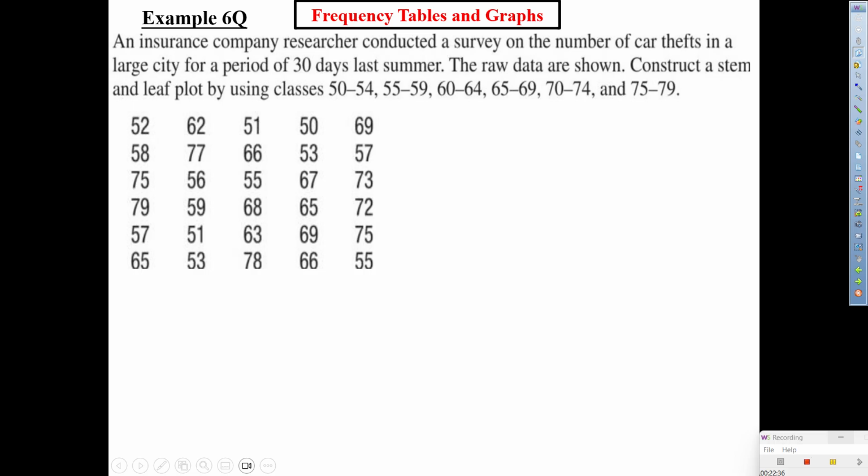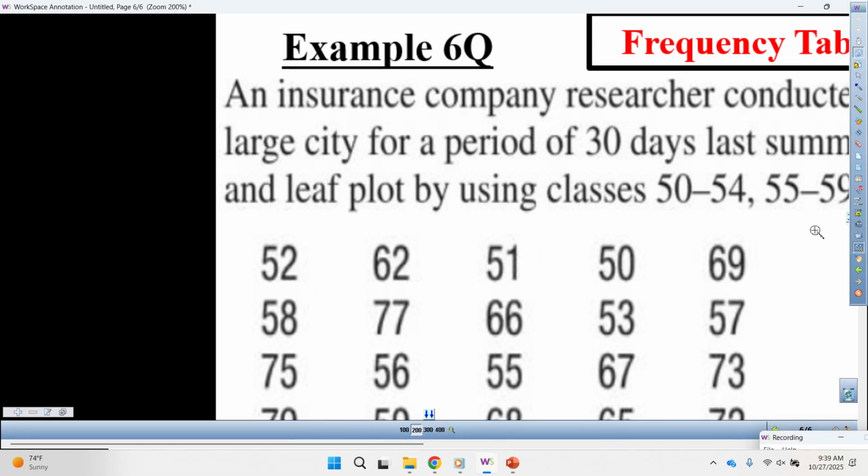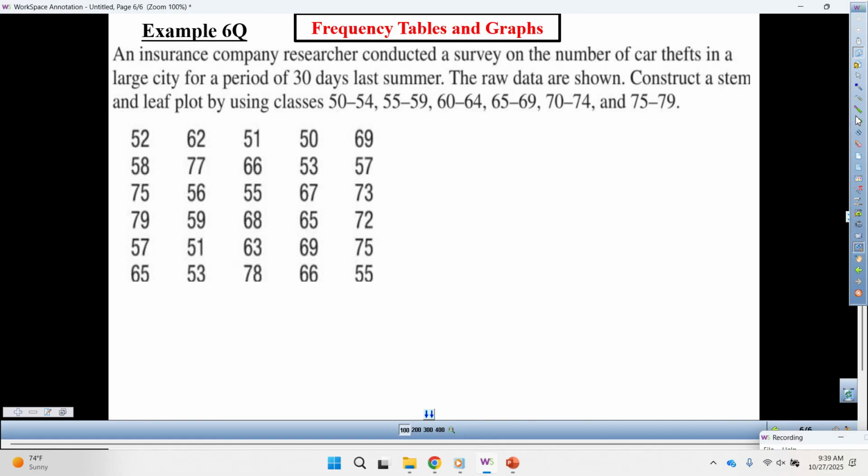All right, as you're sending that in, let me set this one up, example 6Q. Don't copy this one. An insurance company researcher conducted a survey on the number of car thefts in a large city for a period of 30 days last summer. The raw data are shown. Construct a stem and leaf plot by using classes. Look up, please. In this case, they want us to do a stem and leaf, but they want us to keep them grouped together in different classes.